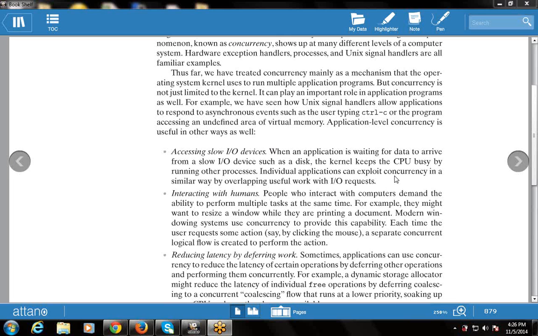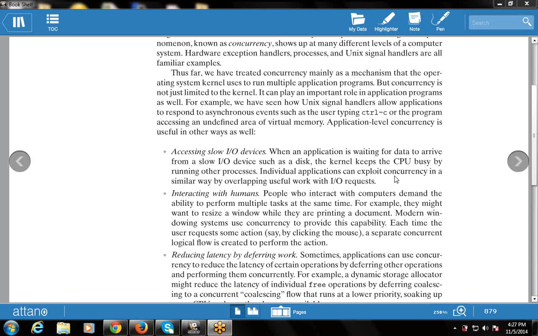The next advantage is interacting with humans. This is why concurrency is important in the system. People who interact with computers demand the ability to perform multiple tasks at the same time. As a user, I demand that I am able to use the internet, Word, Excel, and PowerPoint at the same time. That means more than one process is executing at the same time.